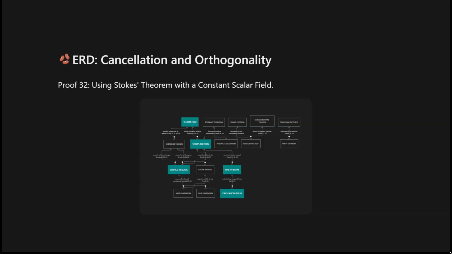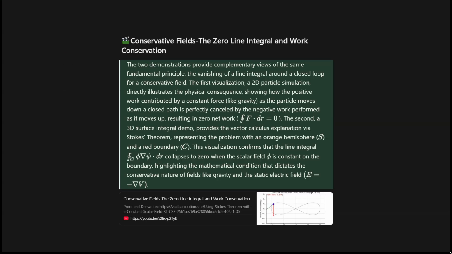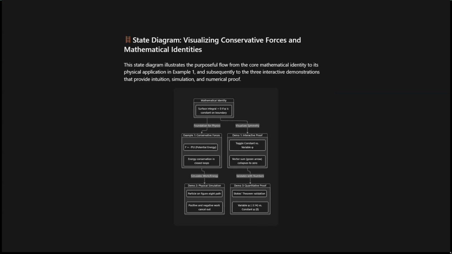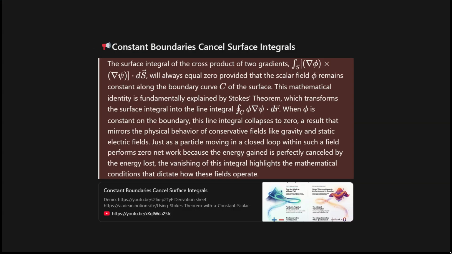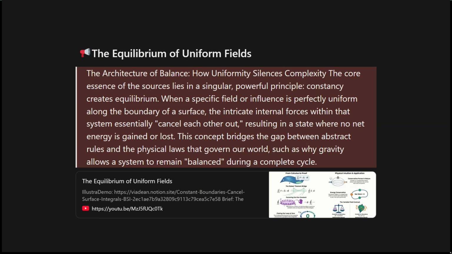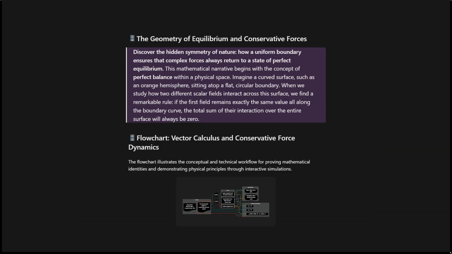Validation through experience. To move this from a theory to a felt truth, the sequence diagram describes a journey of verification. 1. Visual senses. We watch as arrows representing force align in such perfect symmetry that they effectively silence one another. 2. Physical motion. We simulate a particle moving through a figure-8 loop, witnessing firsthand how the gains and losses of energy balance the books to exactly zero.